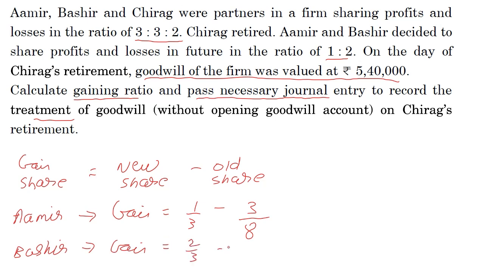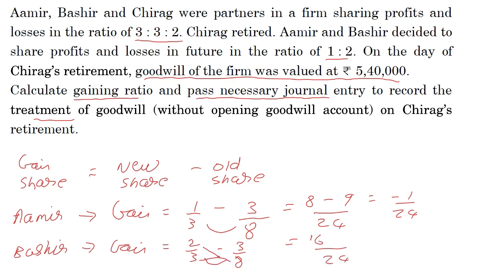Bashir's gain is going to be 2 by 3 minus 3 by 8. I multiply 3 and 8, I get 24. Then 1 into 8 gives me 8, 3 into 3 gives me 9. So I'm getting minus 1 by 24 over here. No problem, we proceed. Again, 3 into 8 gives me 24. 2 into 8 is 16 minus 3 into 3, which is 9. What I'm going to get over here is 7 by 24.